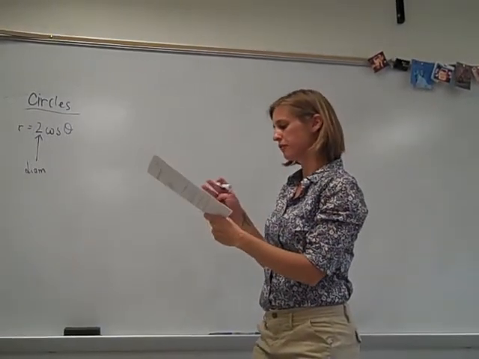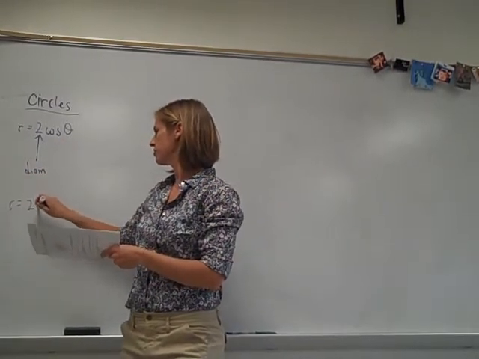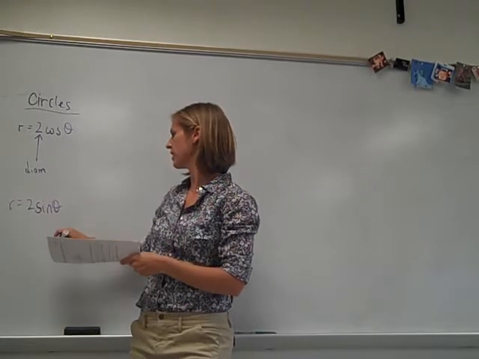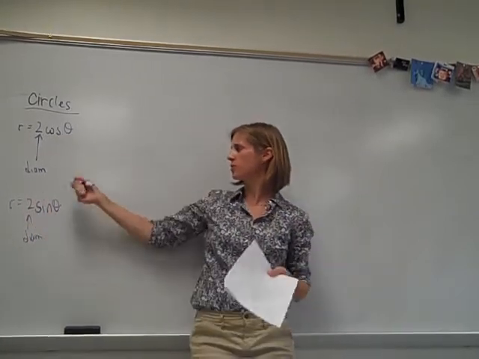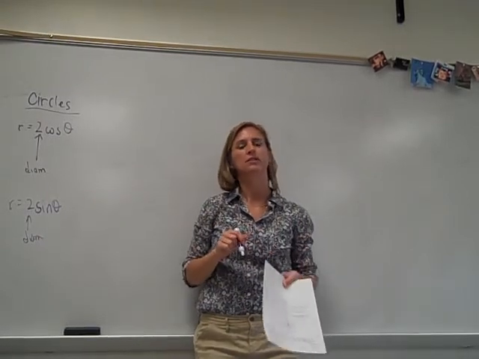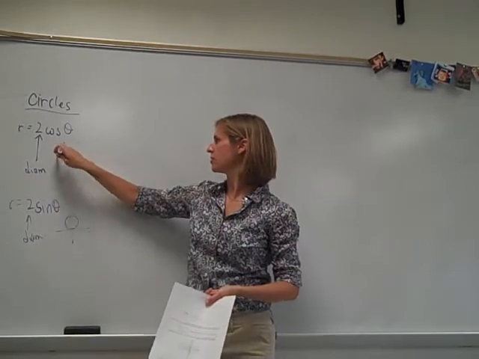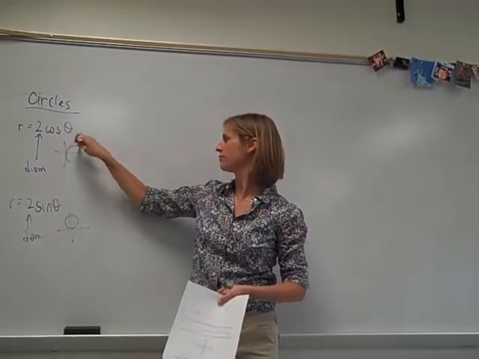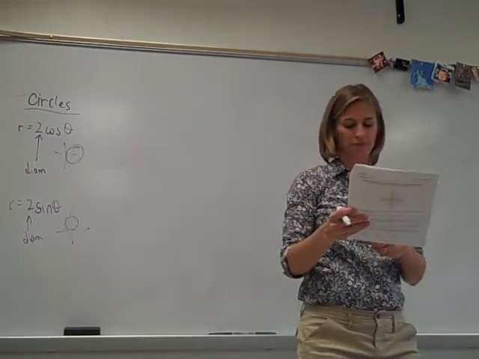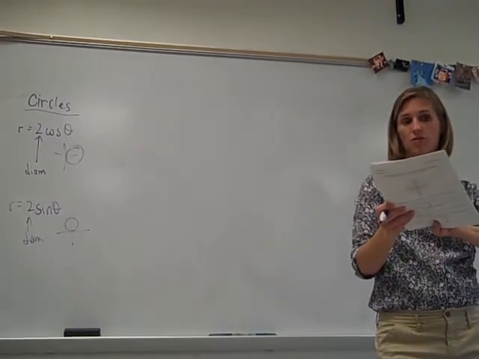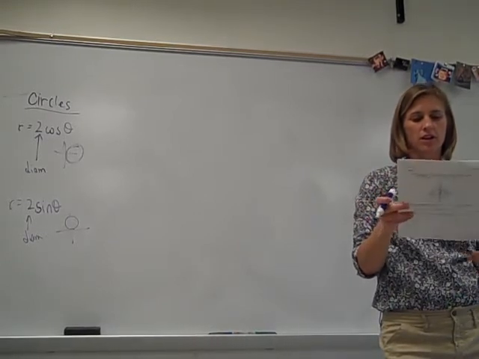For number 4, it says replace all the cosines with sine. This is still the diameter. What was the difference between cosine and sine? It's on the y. So it's kind of easy to know. This one went like this, and this one went like this. Okay, so circles, pretty easy. Are they okay? All right.